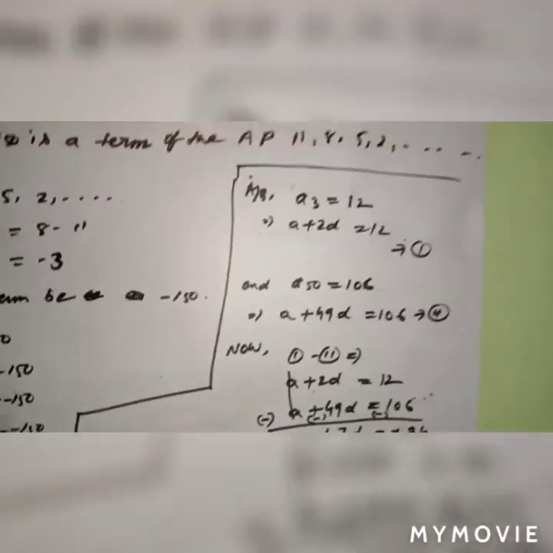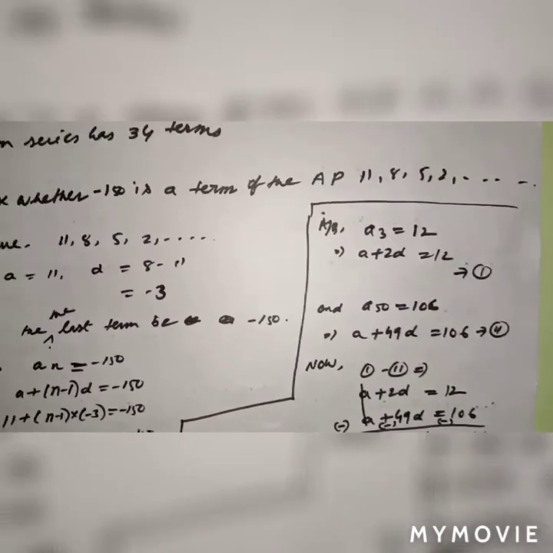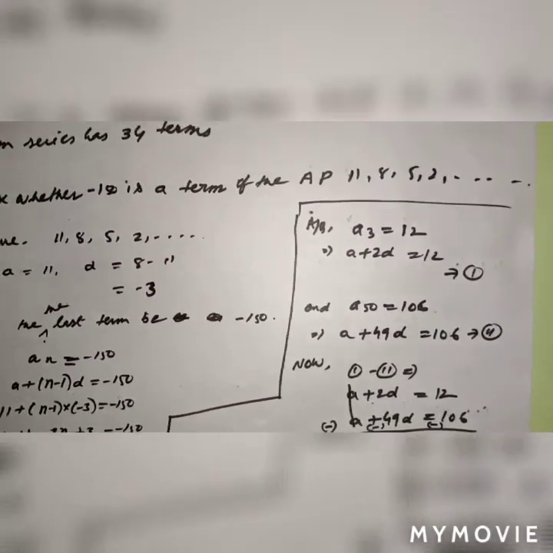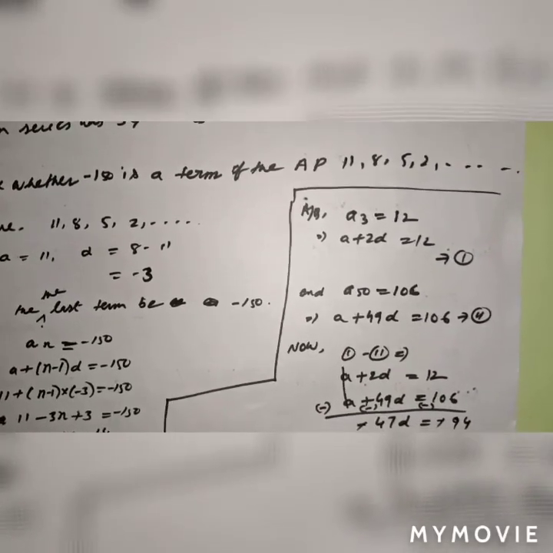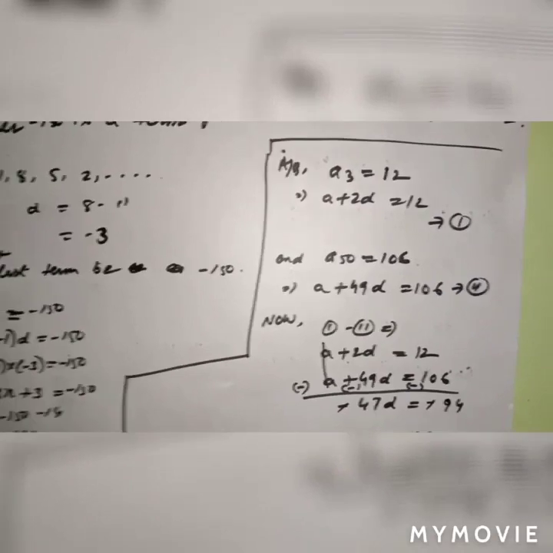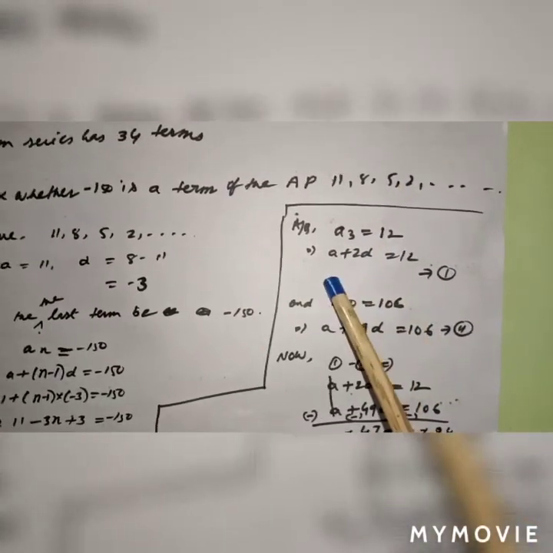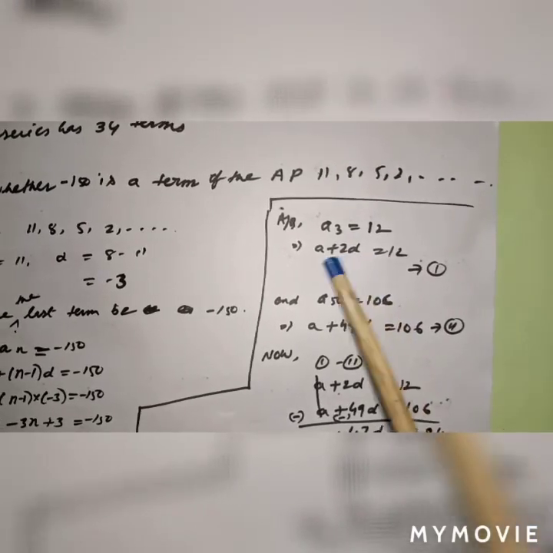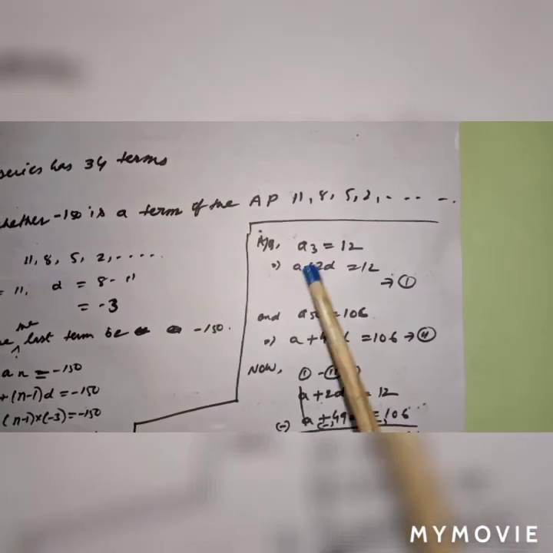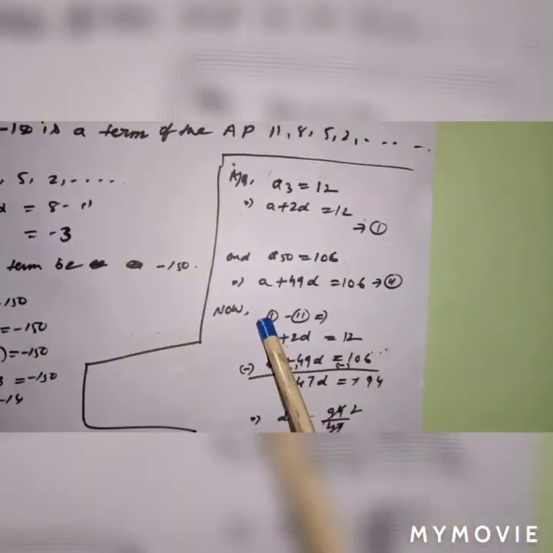Now see, I have already told you how to solve a pair of linear equations in two variables by different methods. There are three methods I have taught. You can use any method to find the values of A and D. Like there you got X and Y, here you are getting A and D. These are the variables, so this is also a linear equation. You can use any method. I am using elimination here.